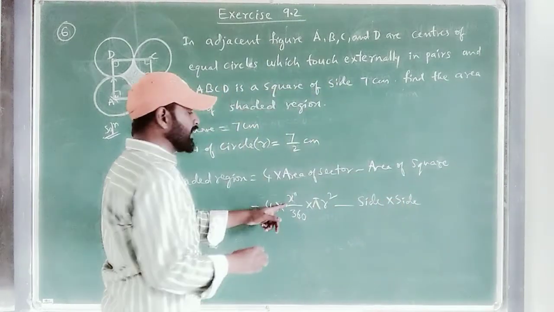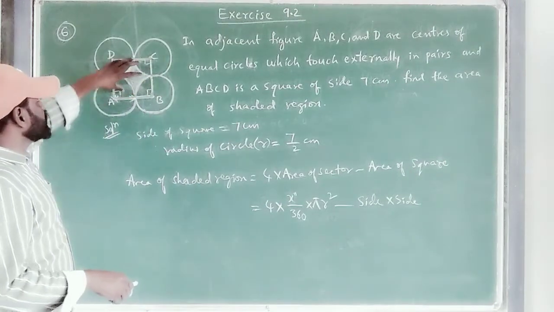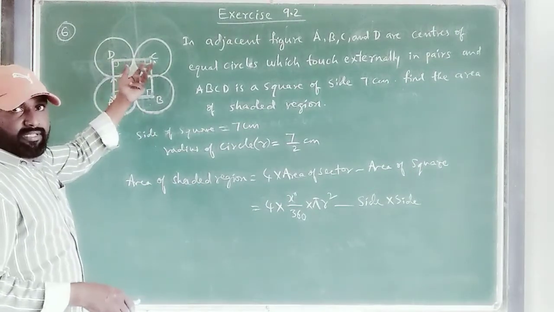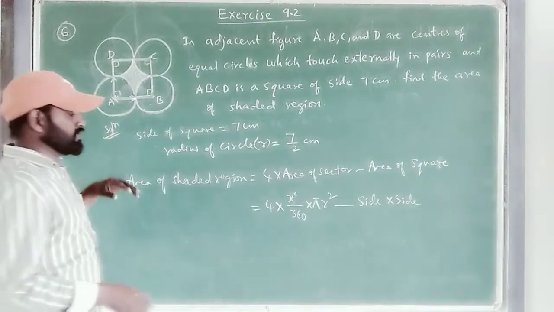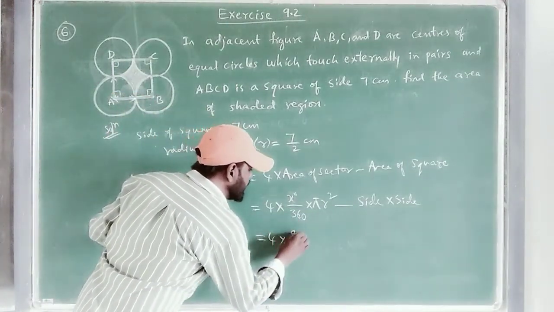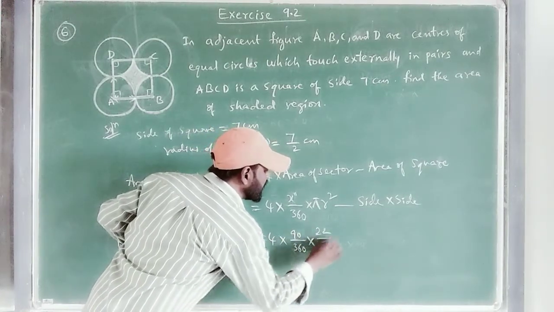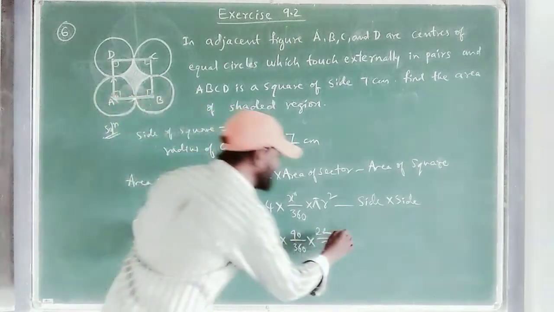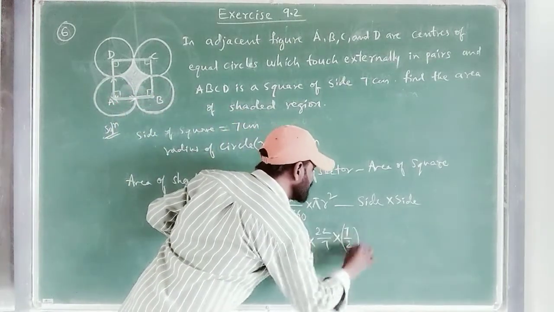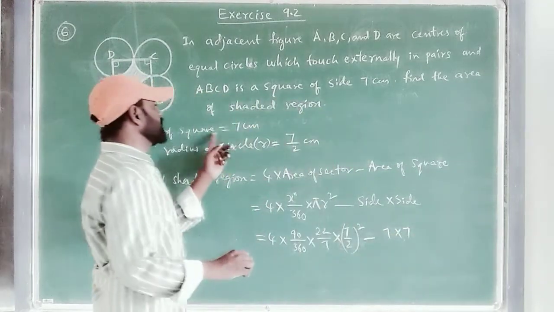Now in the sector, the angle is 90 degrees. Why? Because here you see these 4 sectors are from the square only. In a square, all 4 angles are right angles. That is why 90 degrees. Now 4 into x, that is 90 by 360, into pi, which is 22 by 7, into r square. R is 7 by 2, whole square. Minus side into side. Side is 7 centimeters, as given.